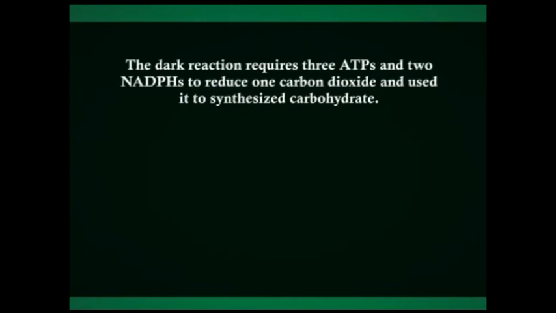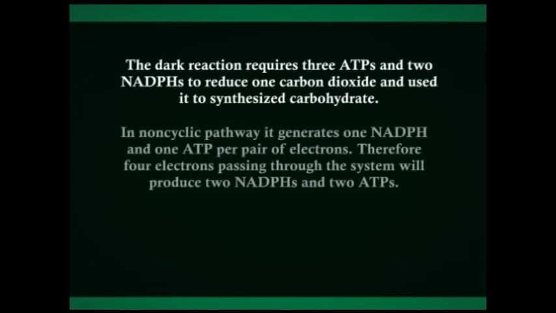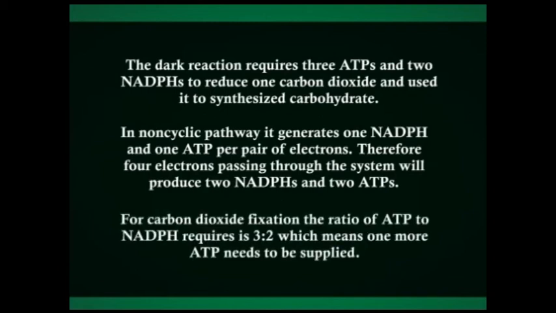Then, the dark reaction requires 3 ATPs and 2 NADPH to reduce 1 carbon dioxide and use it to synthesize carbohydrate. The non-cyclic pathway generates 1 NADPH and 1 ATP per pair of electrons. Therefore, 4 electrons passing through the system will produce 2 NADPH and 2 ATPs. Then for carbon dioxide fixation, the ratio of ATP to NADPH required is 3:2, which means 1 more ATP needs to be supplied. Hence, cyclic photophosphorylation operates independently to generate this extra ATP.